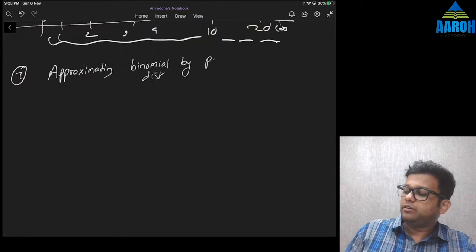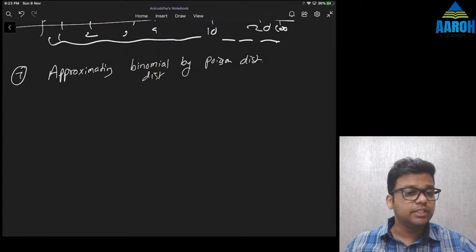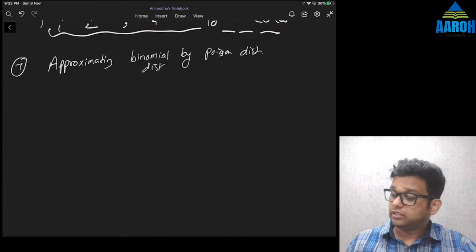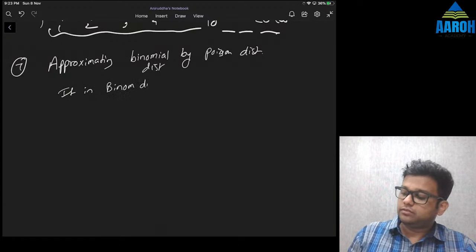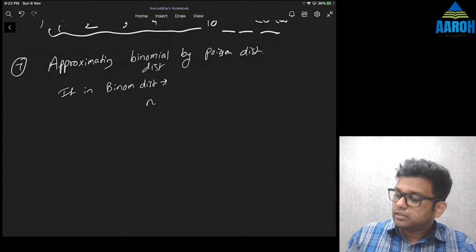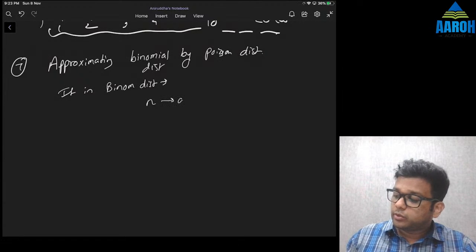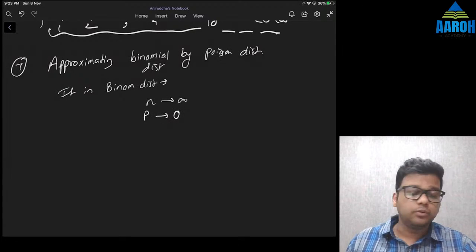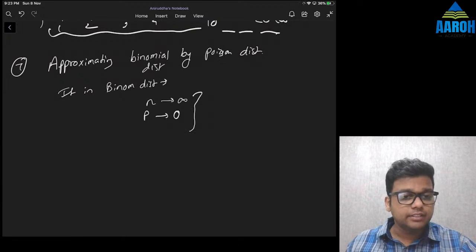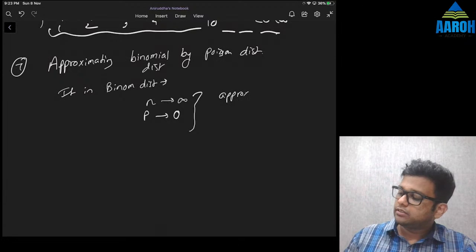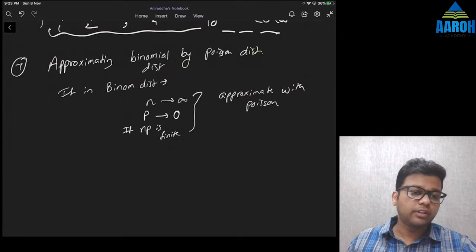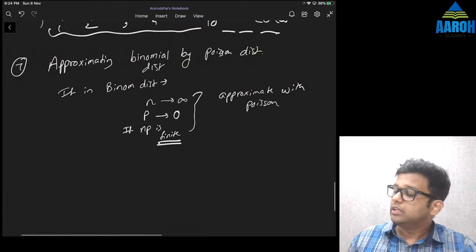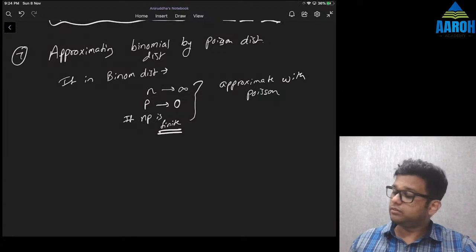Approximating binomial distribution by Poisson distribution. Now this is important because this comes in some questions. See, understand what happens. In binomial distribution, if n starts going towards infinity and probability of success starts going towards 0, then we can approximate this with Poisson distribution if n into p is finite. Okay, n into p should not become infinity, it should be something finite. That is why in this case we can approximate it with Poisson distribution.